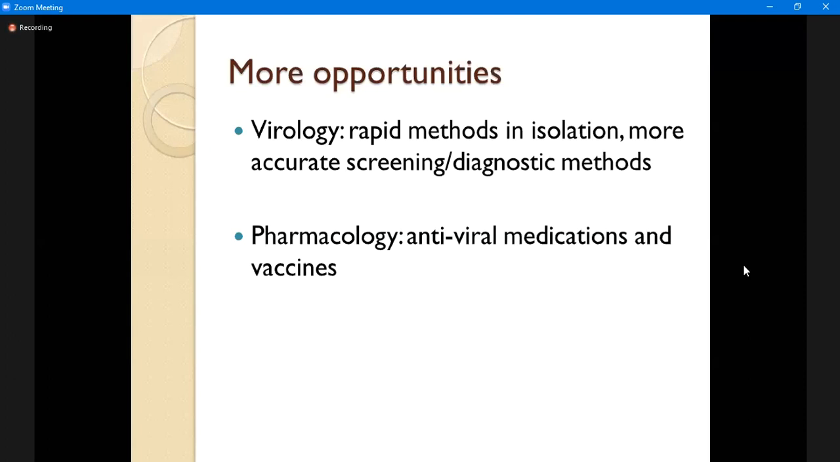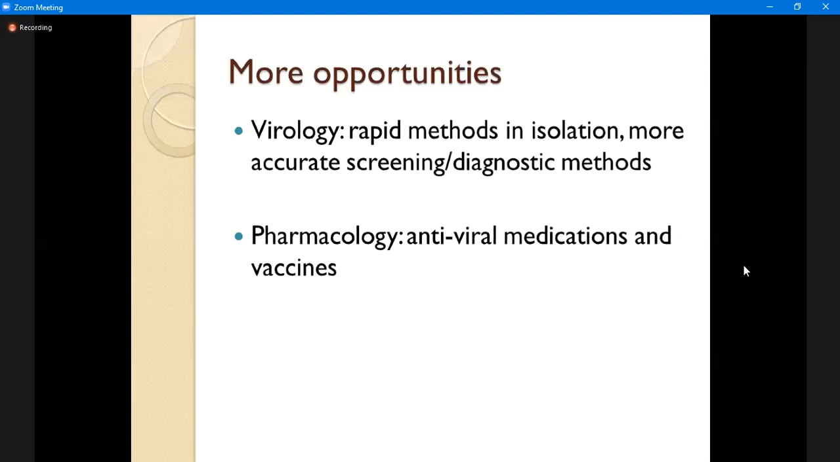And then that means that 30% can go wrong. And so you need to have repeated testing if you want to catch about 90% at least. So there'll be more accurate screening and diagnostic methods. So the virologists will have more work. So it's something that you can think about.